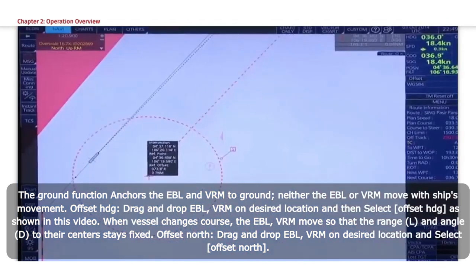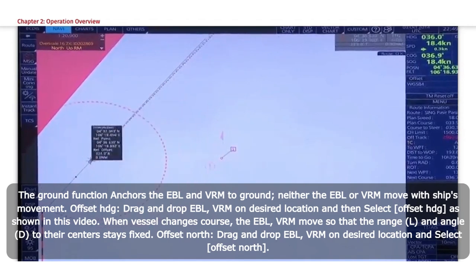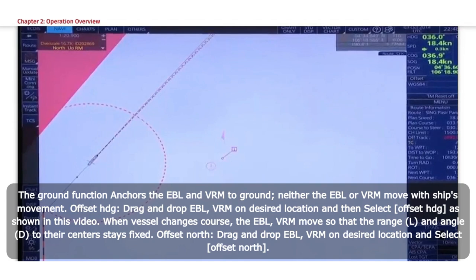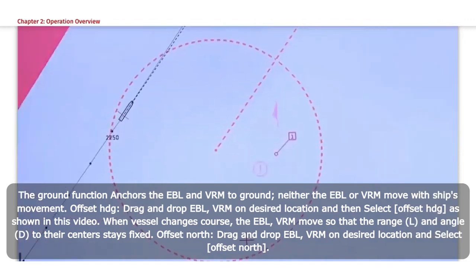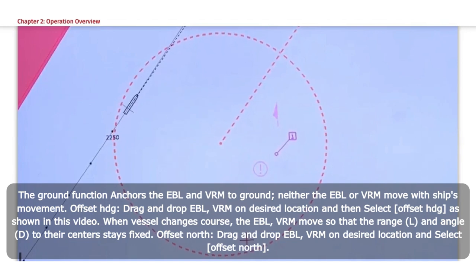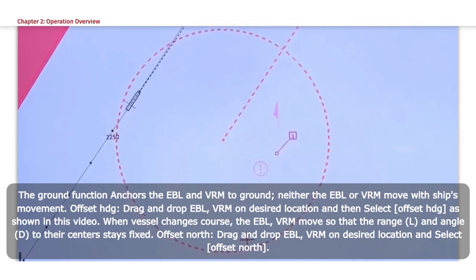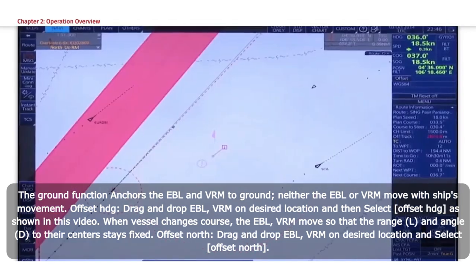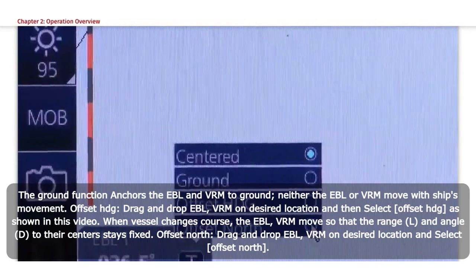Offset HDG. Drag and drop the EBL, VRM on the desired location and then select Offset HDG as shown in this video. When the vessel changes course, the EBL, VRM move so that the range L and angle D to their centers stay fixed. Offset north. Drag and drop the EBL, VRM on the desired location and select Offset north.